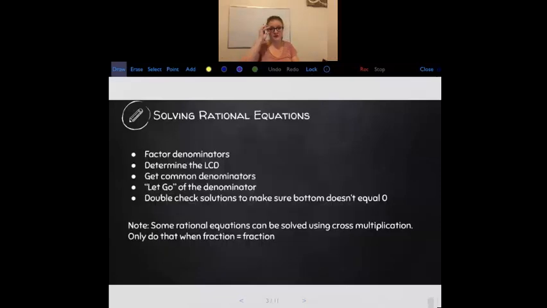So, solving rational equations, some tips. Factor your denominators, determine the least common denominator, get the least common denominator, let go of the denominator like we did in the previous lesson, and then double check to make sure that you don't zero out the denominator. Remember that we cannot divide by zero in math.